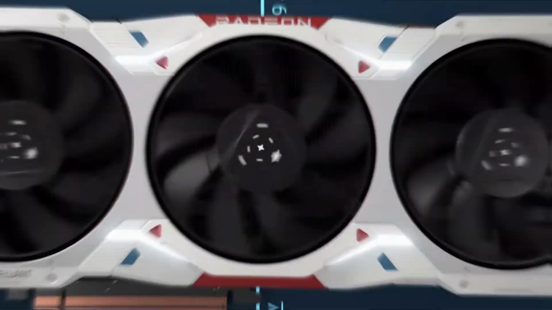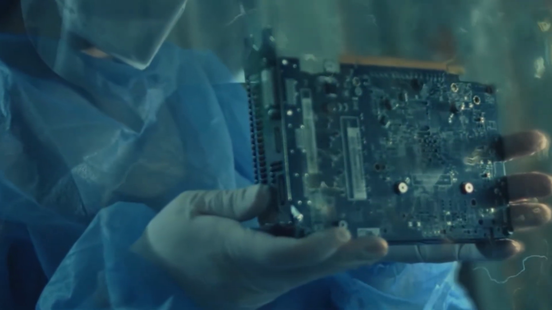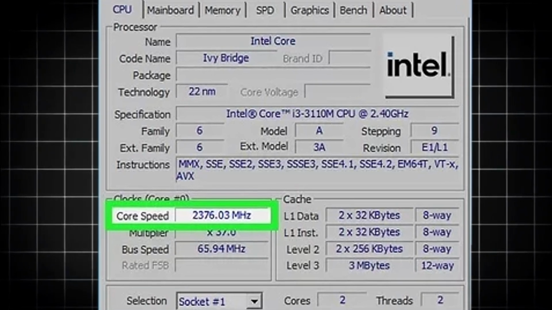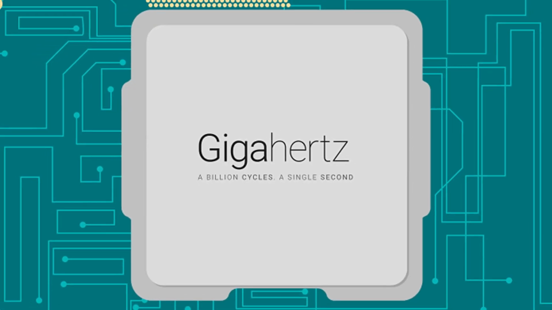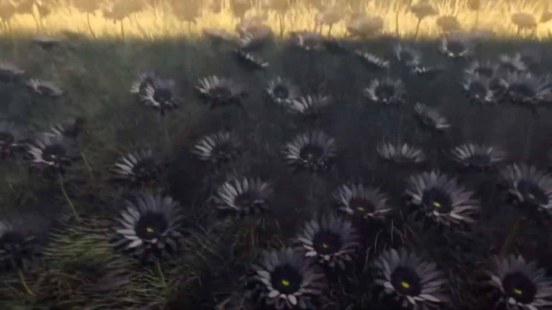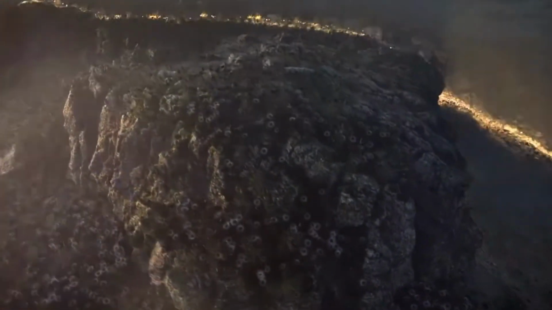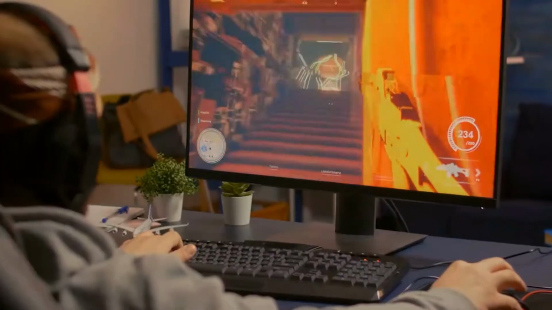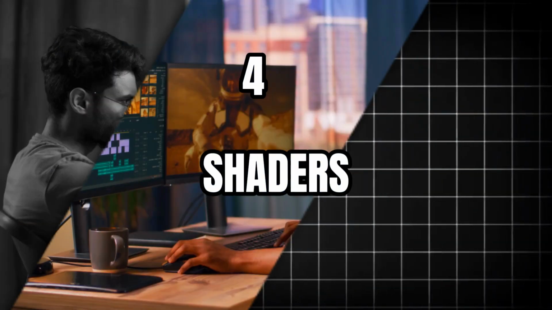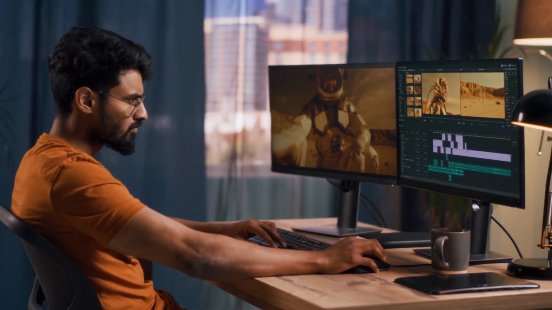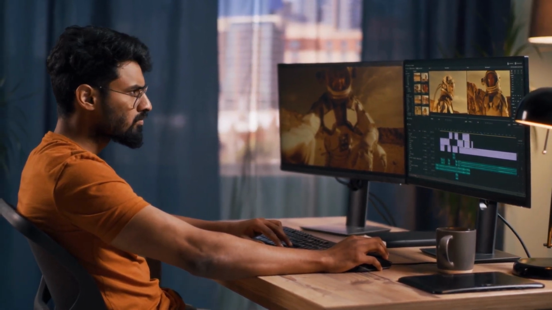3. GPU clock speed. Like CPUs, GPUs also have a clock speed, which is measured in MHz, megahertz, or GHz, gigahertz. The clock speed determines how quickly the GPU can process instructions. The higher the clock speed, the faster the GPU can execute tasks. 4. Shaders. Shaders are programs that run on the GPU to perform specific tasks related to rendering.